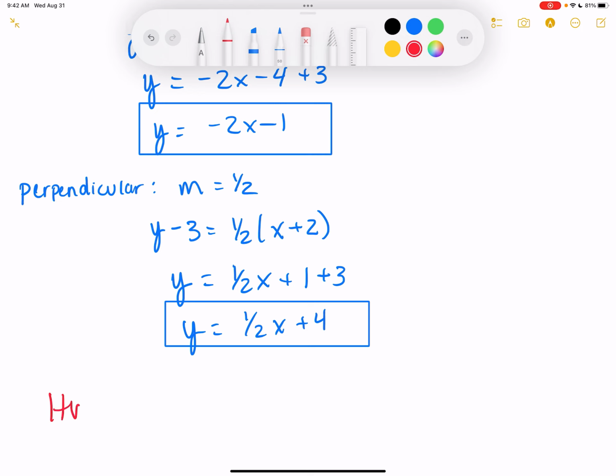So your problems are 3 through 25, every other odd. If 25 isn't one of them at the end, then I'll just stop at 23. I don't know which one's the last one. And then also 41 and 43, which are going to be these parallel and perpendicular ones.